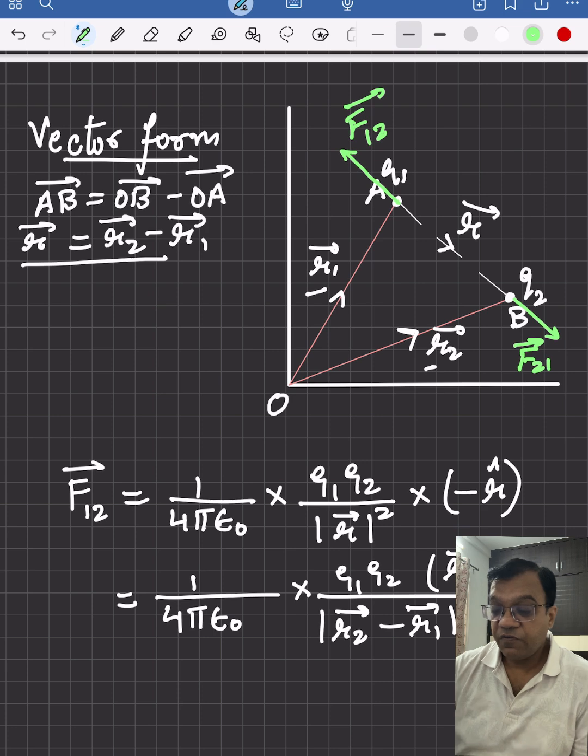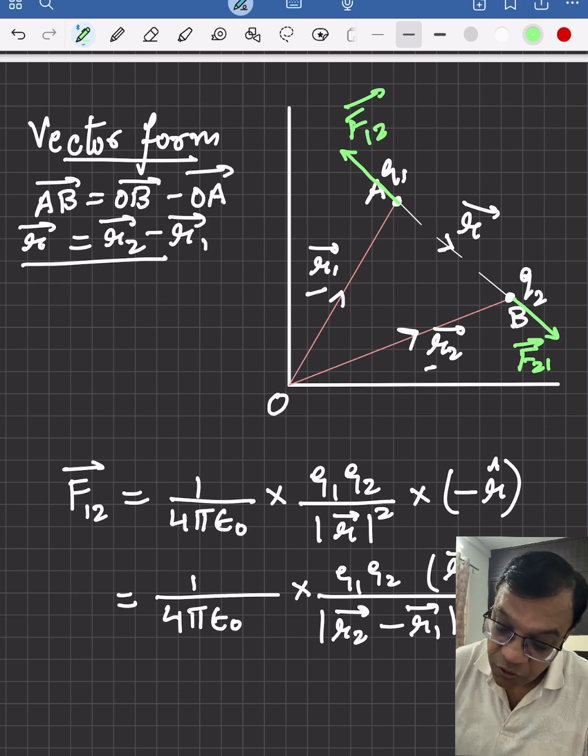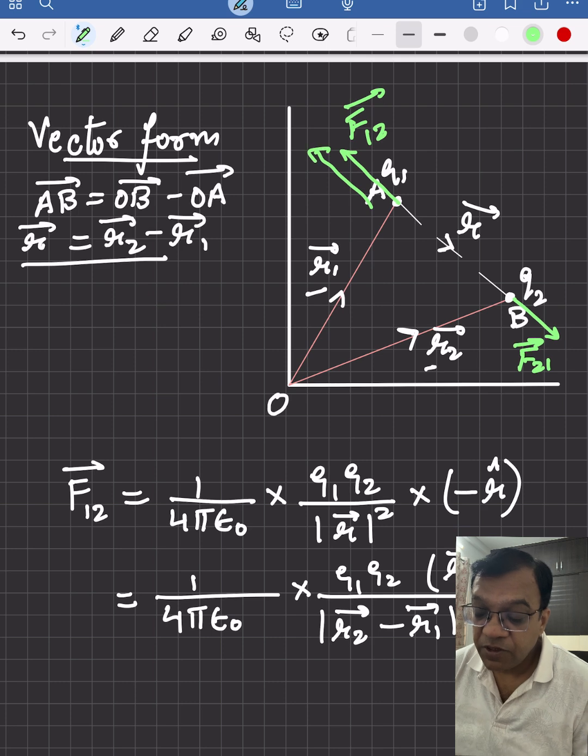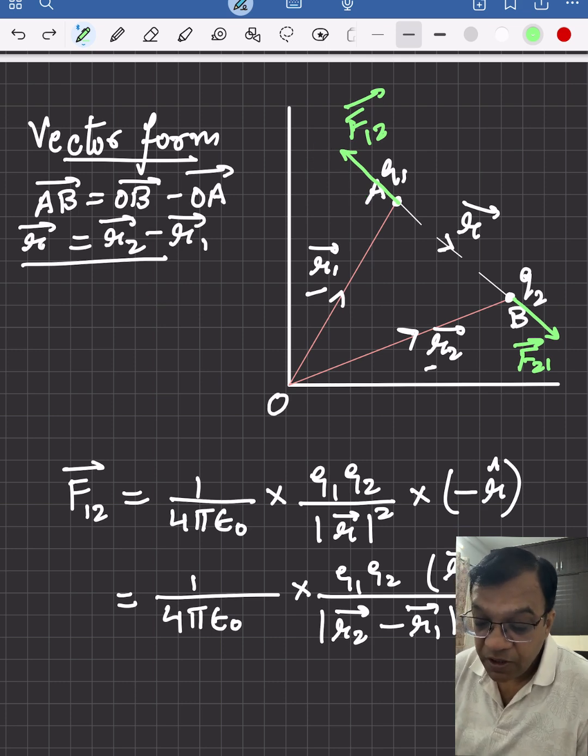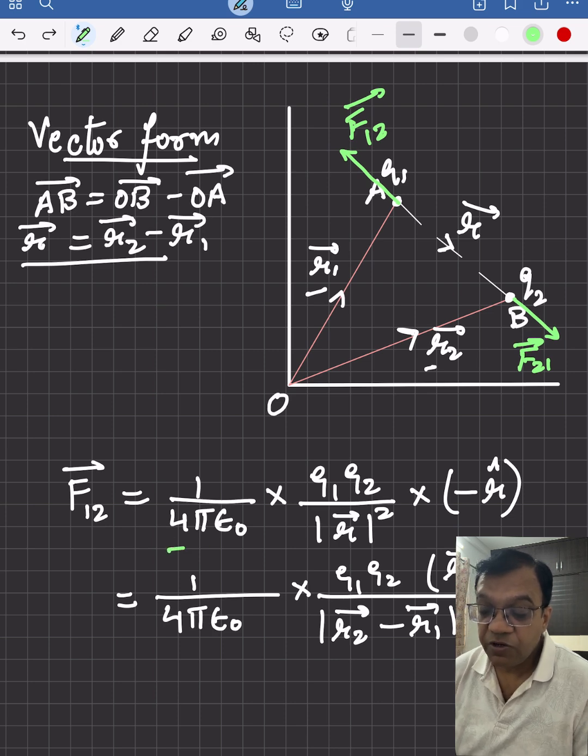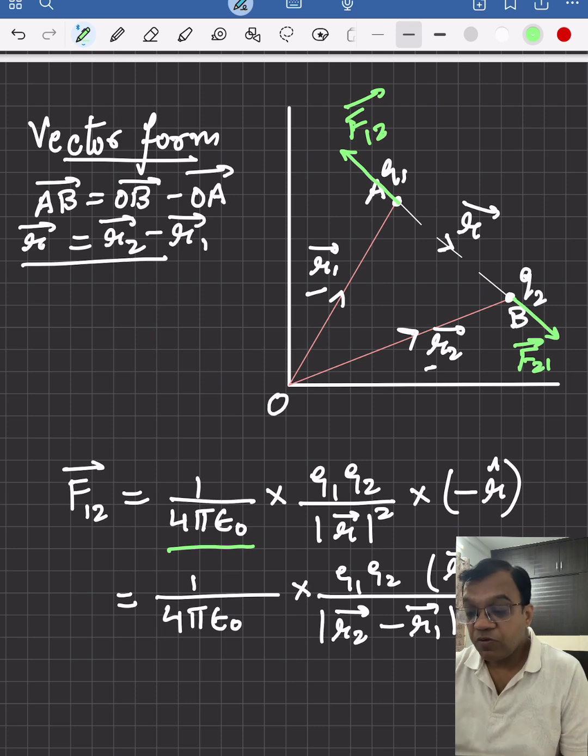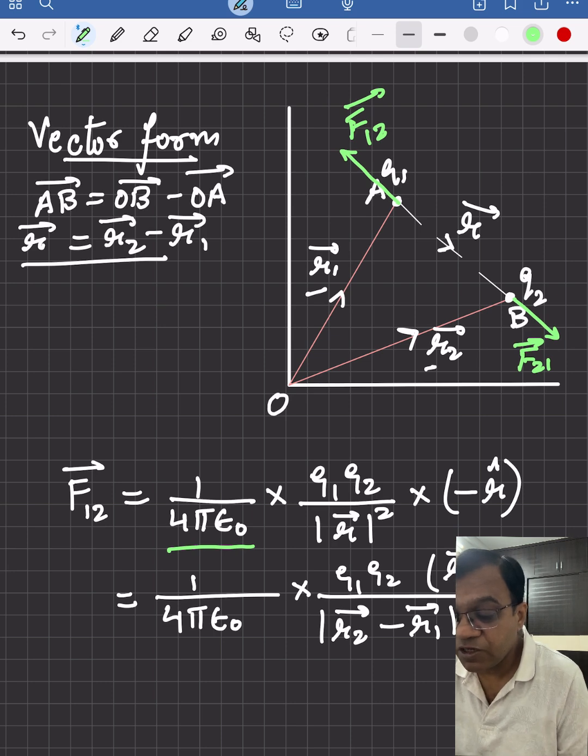Now, the force experienced by 1 due to 2 will be along minus R cap vector, this way. So you have to be careful about the directions here. The equation comes: force experienced by 1 due to 2 is 1 upon 4 pi epsilon naught Q1 Q2 upon mod R square, and the direction, in vector form, is along minus R cap.